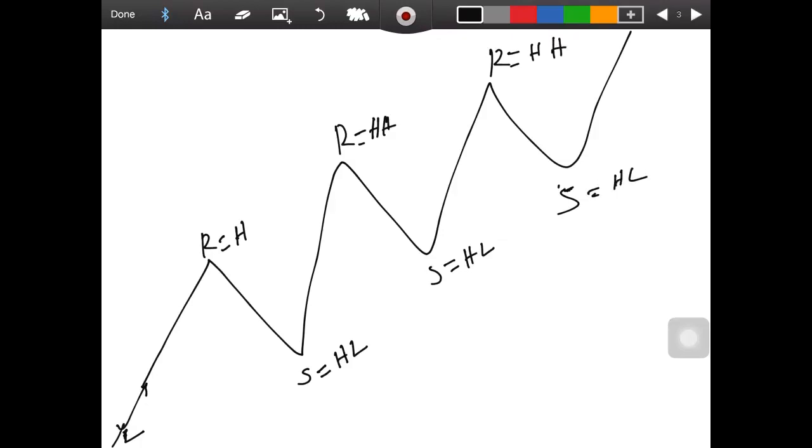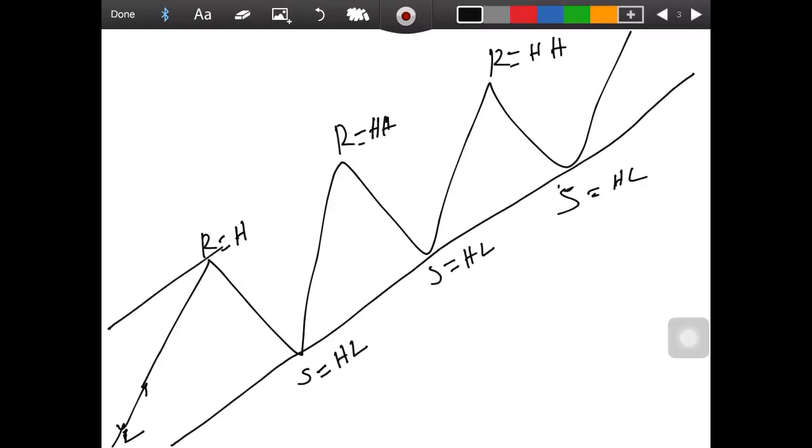Here's a trick. When you draw a line to join two or more supports or resistances, you form what is called a trend line.